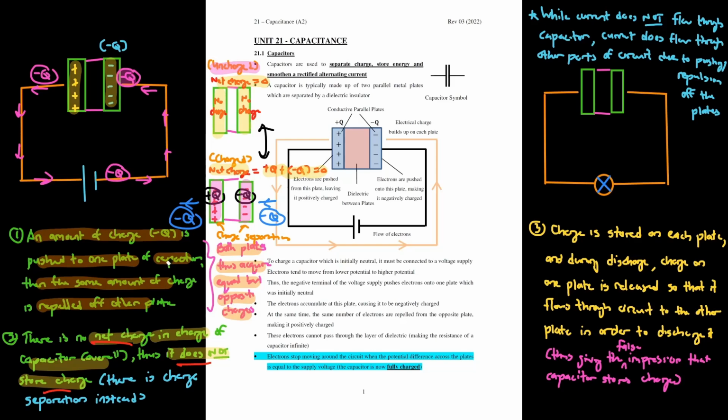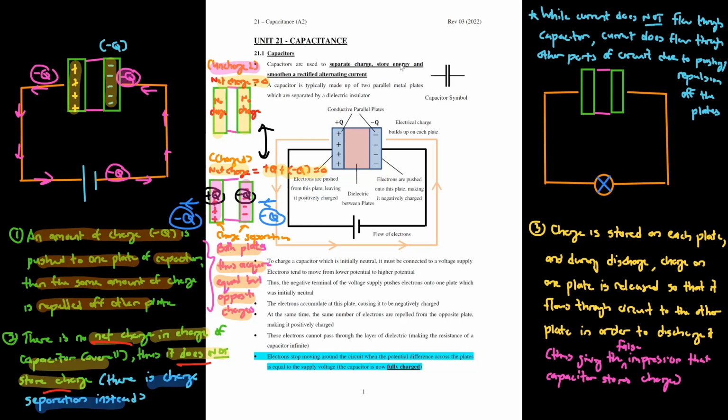So the main thing to know is that overall, a capacitor doesn't store charge, because there's no net charge stored. Instead, there is charge separation. But it will somehow give you the false impression that charge is seemingly stored. Why do we say that? It's because if you have that same fully charged capacitor, and you connect it to a filament lamp or any other lamp.